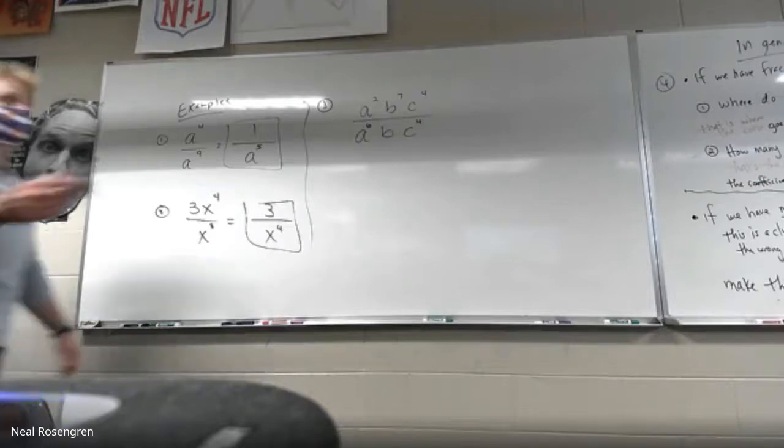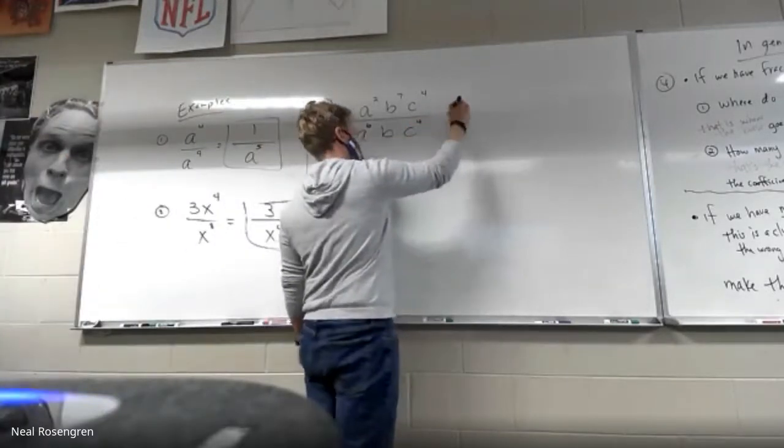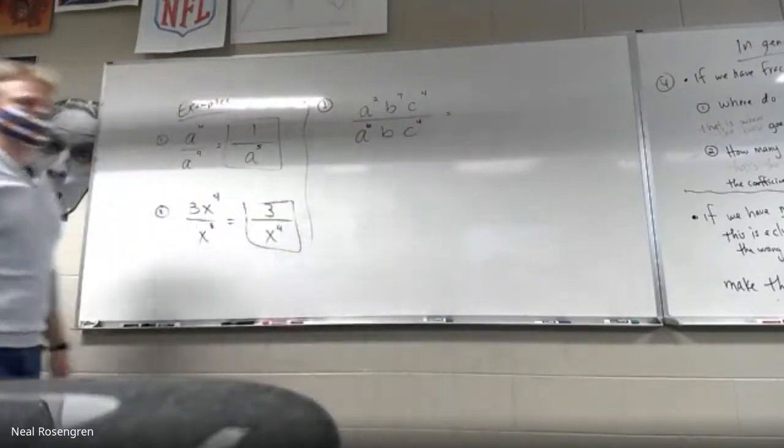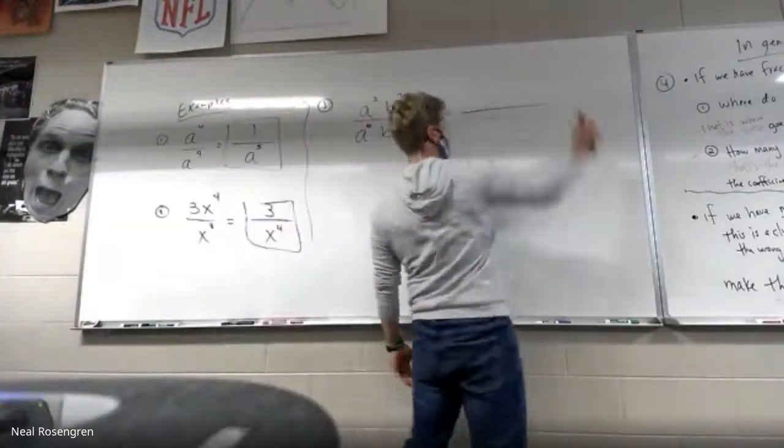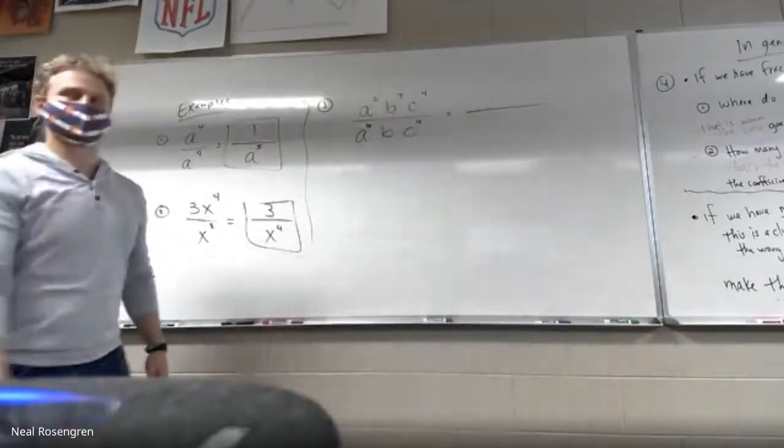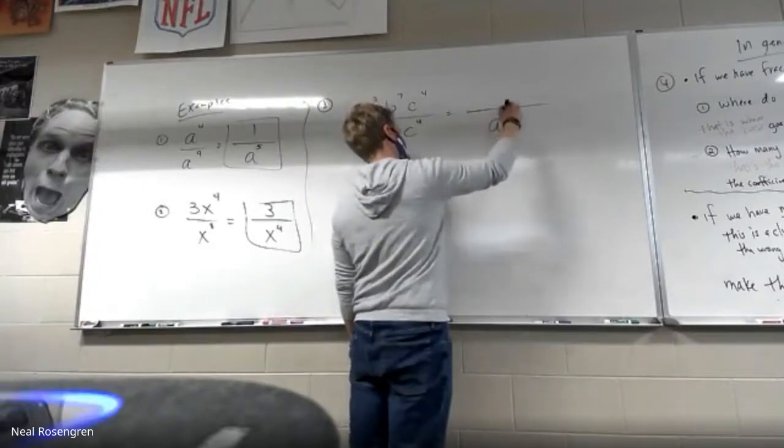All right. What should we look at first? A's. Let's just go in alphabetical order. Okay. We have fractions. So, where do I have more? Top or bottom? How many more? There you go. A to the 4th goes on bottom.